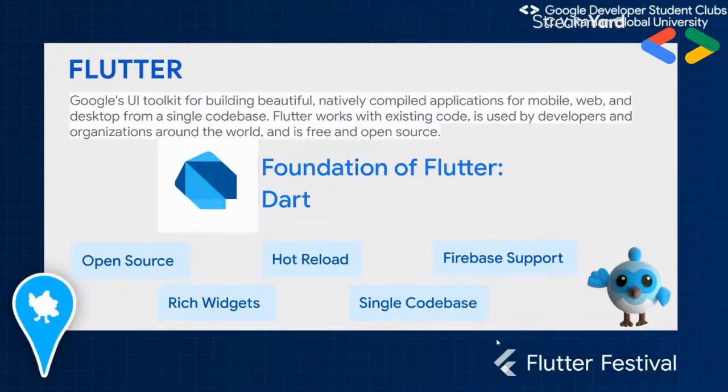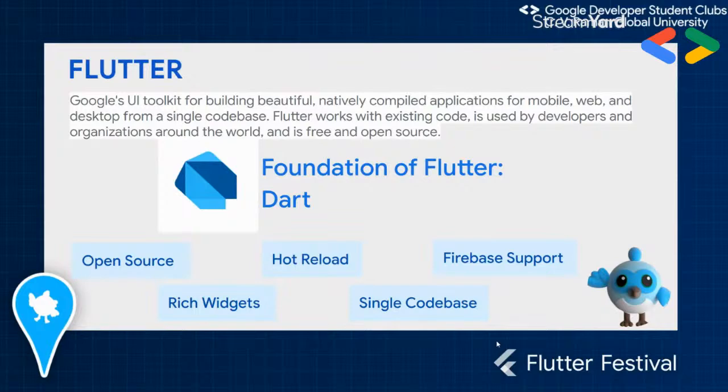So let's begin. What is Flutter? Flutter is basically Google's UI toolkit for building beautiful natively compiled applications for mobile, web, and desktop, all from a single code base. It also works with existing code used by developers and organizations around the world. And Dart is the language which is used for Flutter development, and it is the foundation of Flutter. And below, you can see the 5 points which are the features of Flutter.